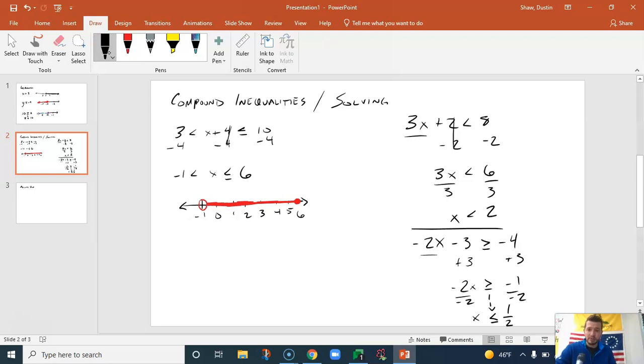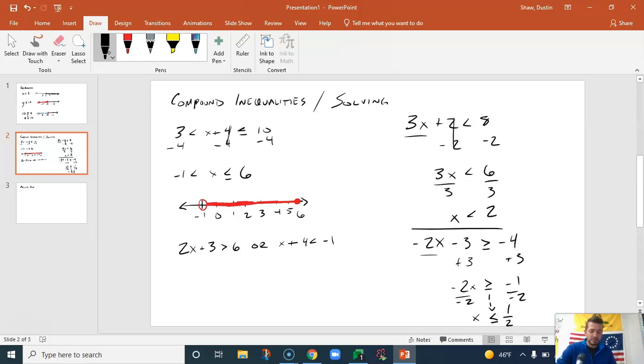There is another type of compound inequality that will look like this. It'll be something like, I want to make sure I get it right here, so let's say 2x plus 3 is greater than 6, or x plus 4 is less than negative 1. Okay, so this is it.